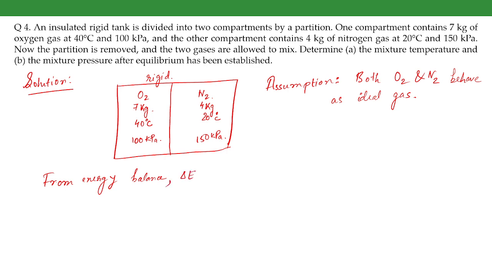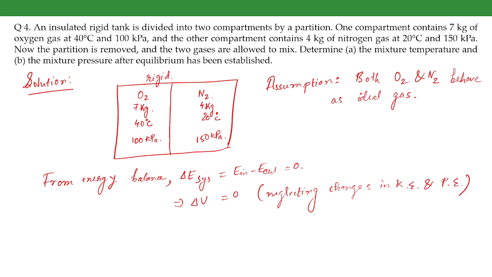delta E of the system, that is E in minus E out, will be 0. There is no change in the energy of the system. Okay, so if we neglect the changes in the kinetic energy and the potential energy, then the change in the internal energy of the system will be 0, by neglecting changes in kinetic energy and potential energy.